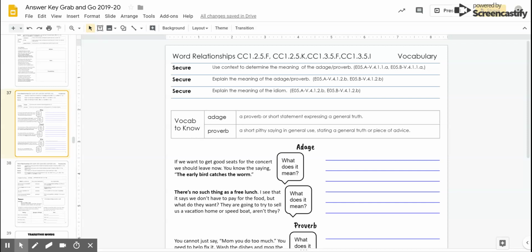On page 37 in the Grab and Go, we are going to look at word relationships, and there are three types of word relationships on this page: adages, proverbs, and idioms. And the secure skill we're going to focus on today is explain the meaning of the idiom.